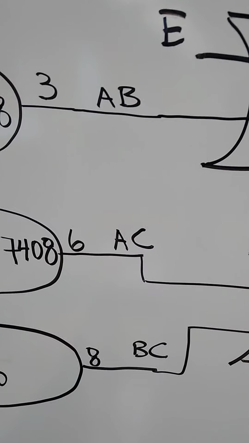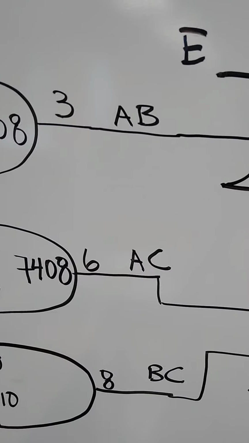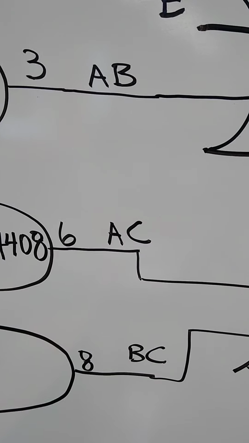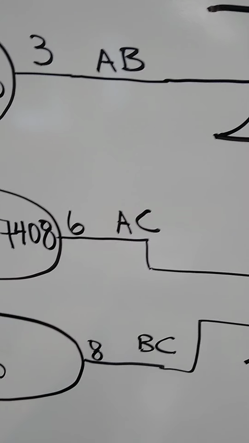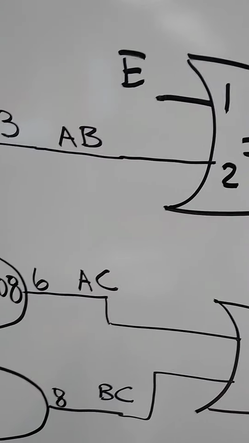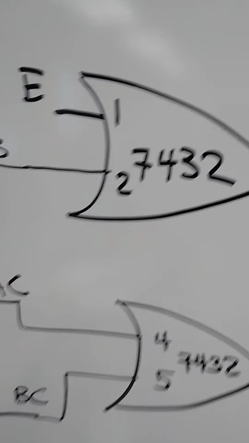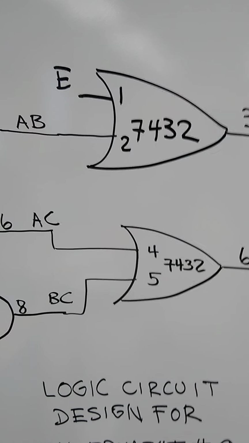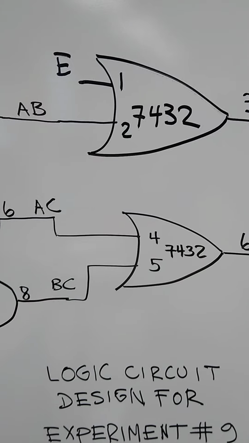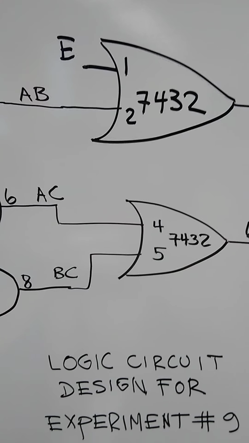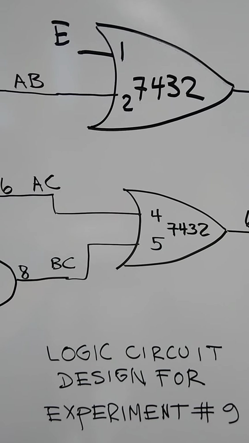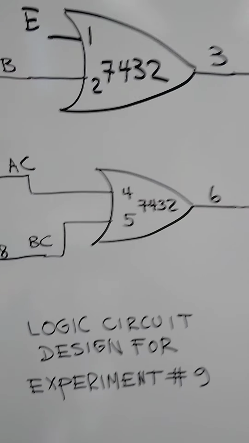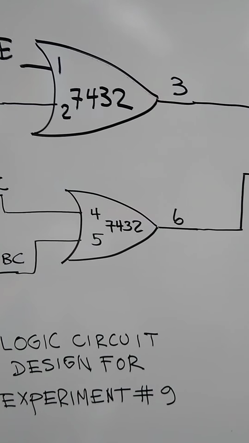after you have these three products, A times B, A times C, and B times C, that are in pins 3, 6, and 8, we are really going to connect them. For example, here I'm going to use a 7432, which is an OR gate, where I'm going to input the E and the product of A times B. So I'm going to use the pins 1 and 2 for these two inputs, and I'm going to use the pin number 3 for the output.